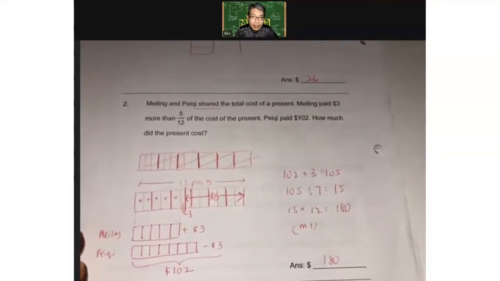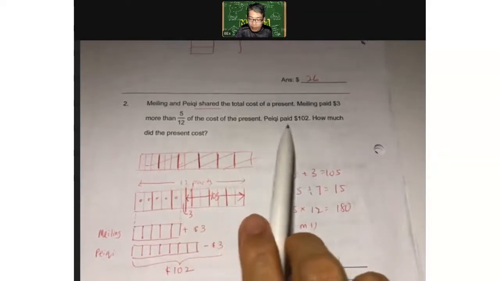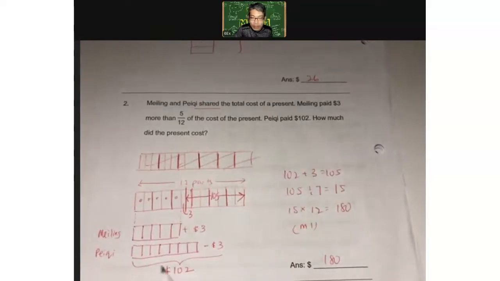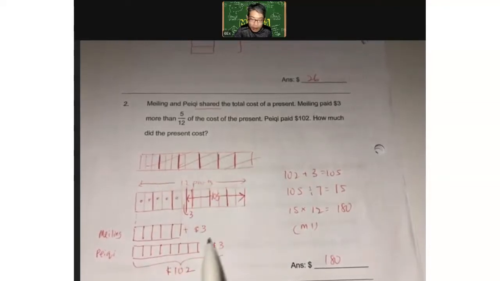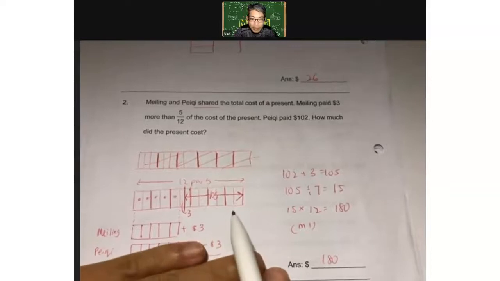Mei Ling and Pei Qi shared the total cost of a present. Mei Ling paid $3 more than 5/12 of the cost of the present. Pei Qi paid $102. How much did the present cost? Notice that I drew a couple of models just to show you there are some better models than others to represent this. I prefer the middle model. The first one was not very successful. The last one is okay, but I think it's confusing. So I think the middle model is the best. Let's take a look at this and unpack what this means.